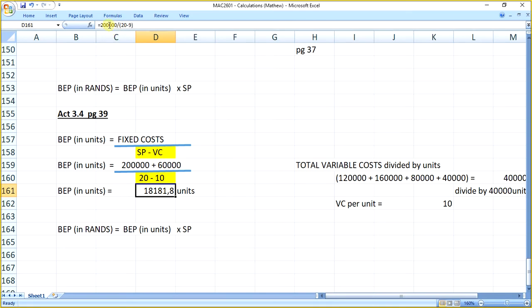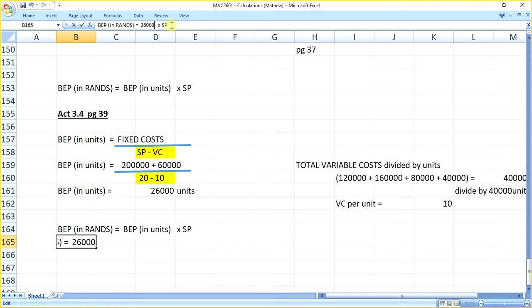And then we'll get 260,000 divided by 20 minus 10 gives you 26,000 units. Okay, that's in line with the textbook. Happy with what they've got? Yes. Okay. Right, and then we just need to write down that in rand value.